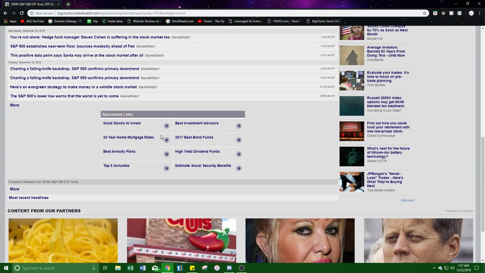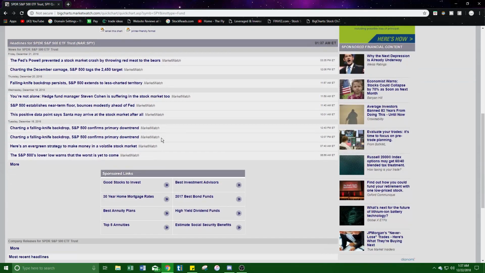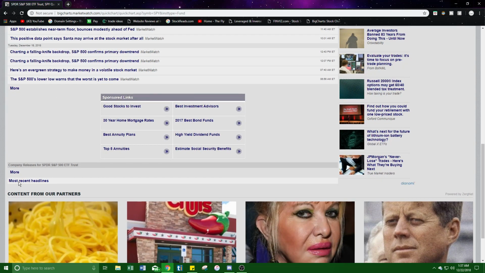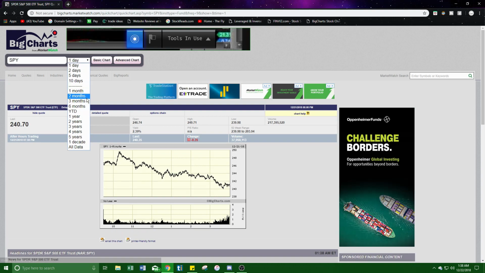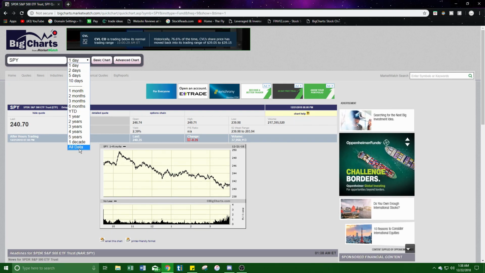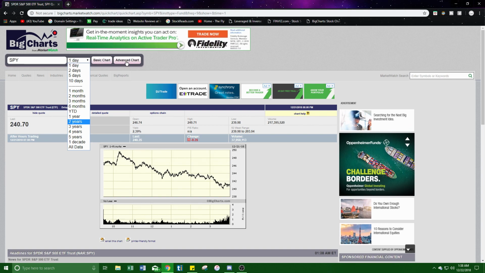And if this was a ticker like Facebook, it would have news right down here. But this is just the basic chart, and you could click on if you want it to be the daily chart, the intraday chart, the monthly, decade, or all data. This is just a basic chart, like I said. Now let's click on advanced chart.